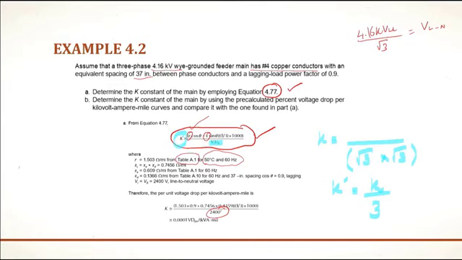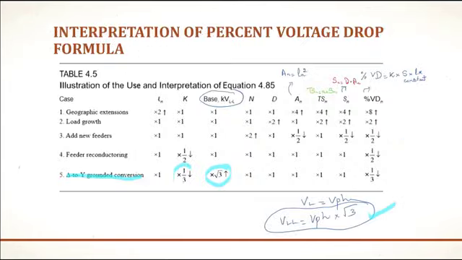So you can see over here that the value of K is being reduced to 1/3 as a result of delta to Y conversion. Now let's see the impact on remaining parameters.